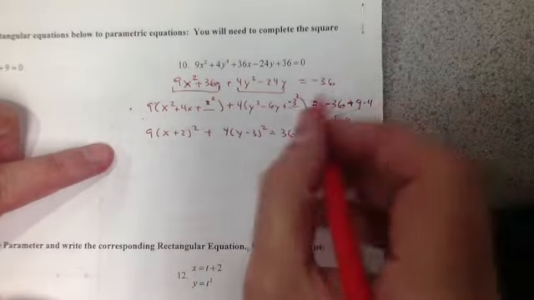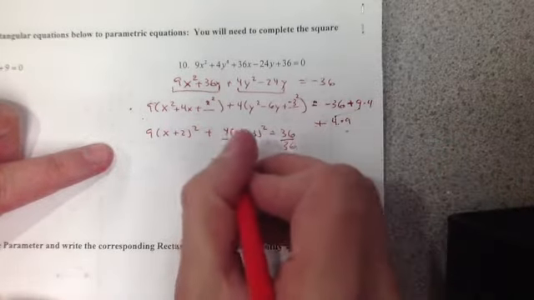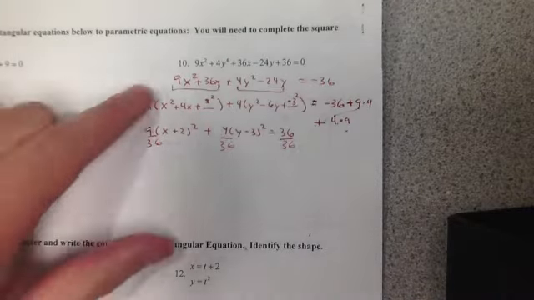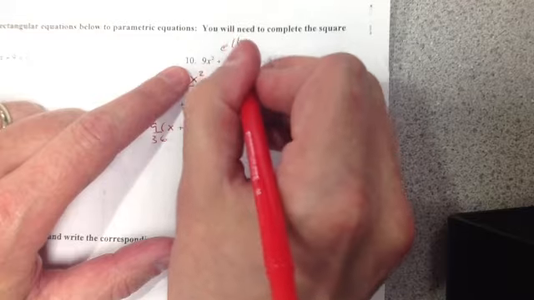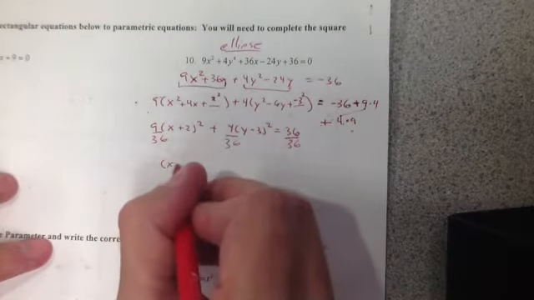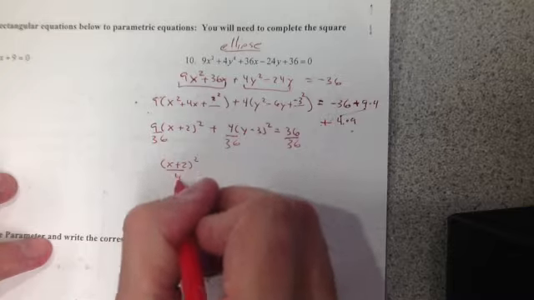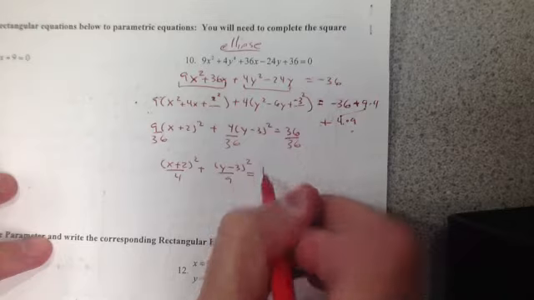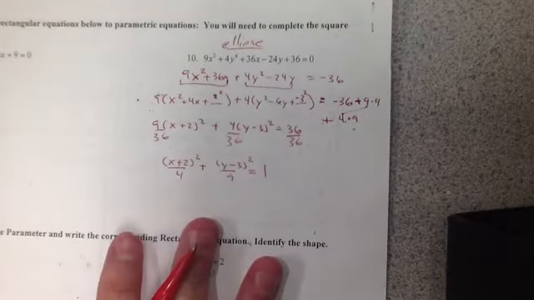Next, I want this to equal 1. So I'm going to divide everything. If I'm converting to parametric, I have to have it equal to 1. This is one of my conic sections. Of course, you should recognize this as the ellipse, hopefully. So we're going to get x plus 2 squared over 4 plus y minus 3 squared over 9 equal to 1. And now we're going to convert.